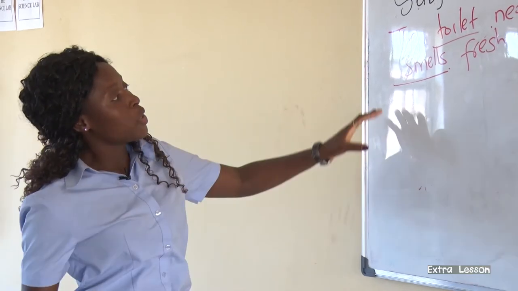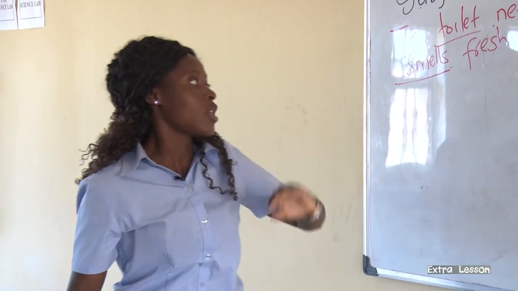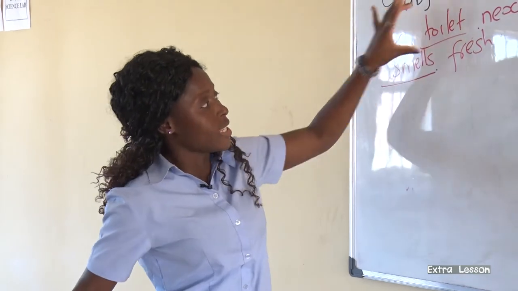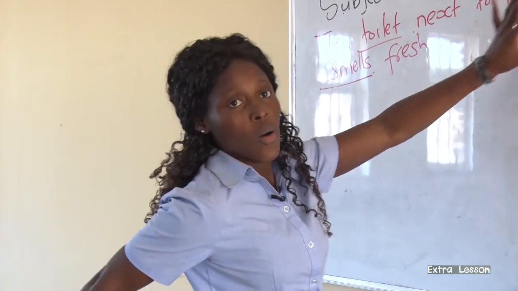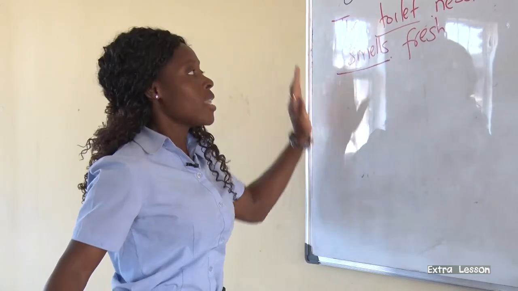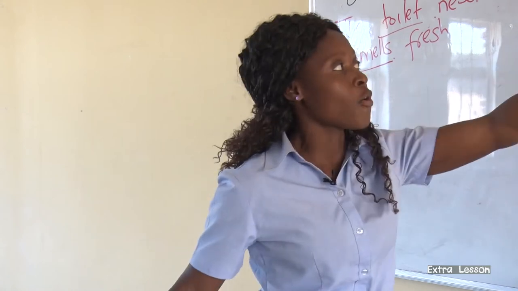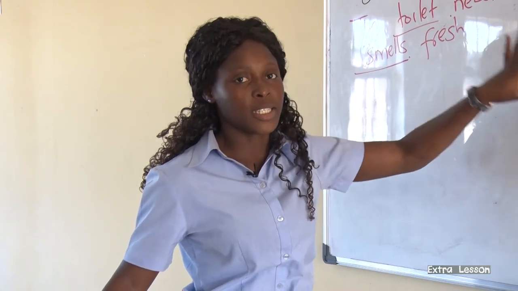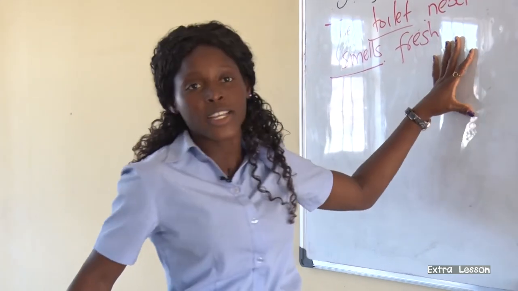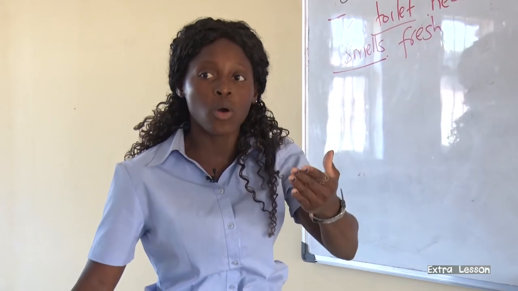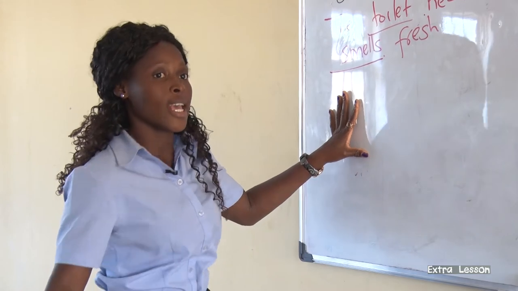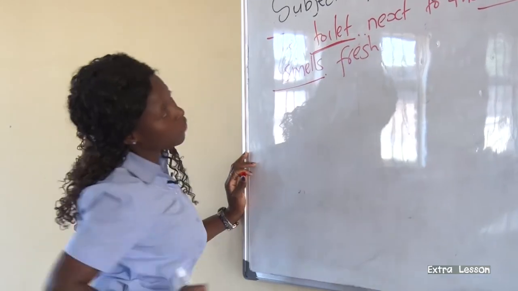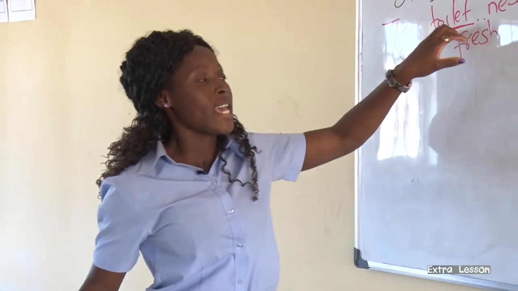So between toilet, managers, offices, which one is determining smells? Which one is being talked about here? Is it the toilet? Is it the manager's office? Or is it the offices alone that we are talking about? The toilet next to the manager's office smells fresh. Manager's office is called an appositive. Appositives are those phrases or nouns that are put before or after a noun that we are using in a sentence. The noun that we are using is toilet. And if you look closely, you see that toilet is in singular.